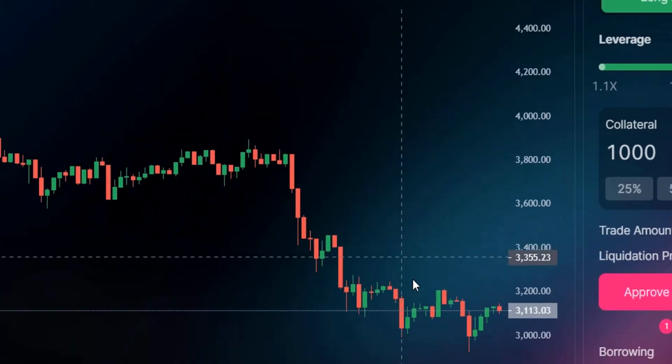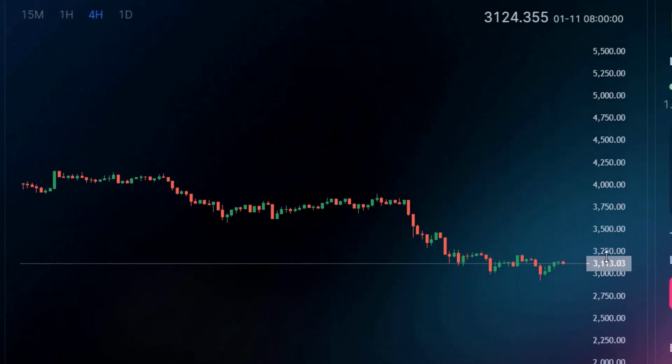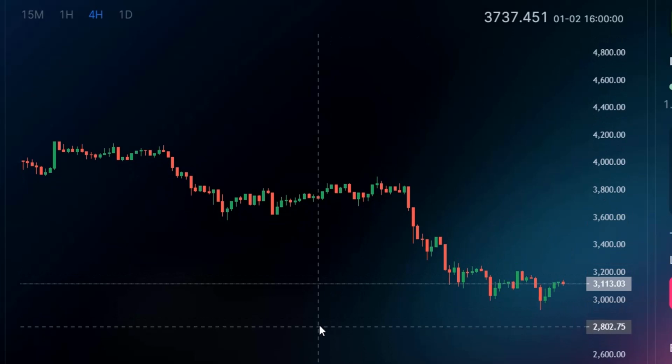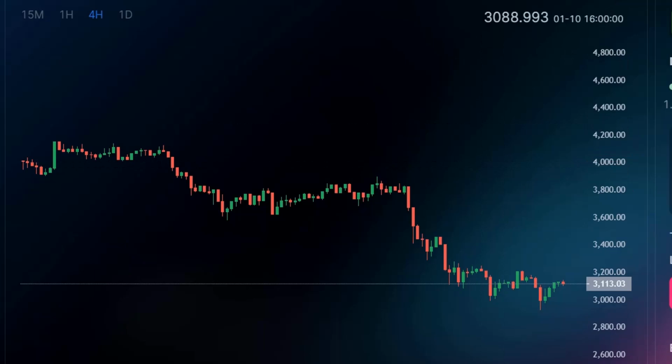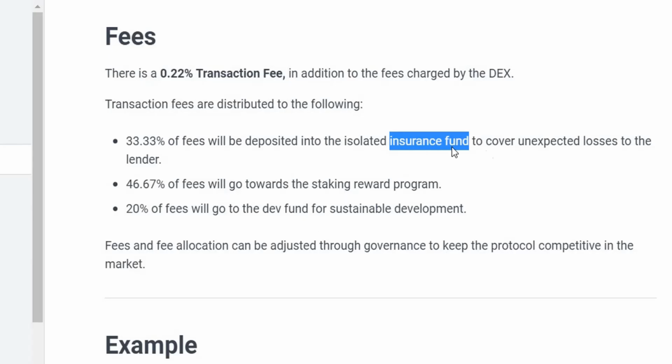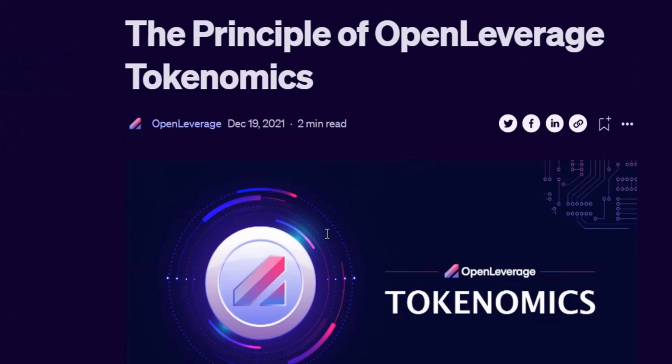It would be nice to have this on the chart, showing me immediately, but I guess I can just scroll down and find it, or maybe even use TradingView. But it'd be nice to show this on the chart. But anyhow, back to this. They have this 33% of this 0.22% held as insurance in case there are some liquidation issues, right? 46% of these fees go towards the staking reward program, and 20% go to the dev fund. So this 46% is going to basically go to the token holders.